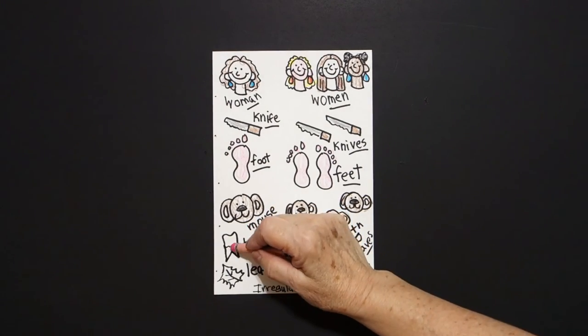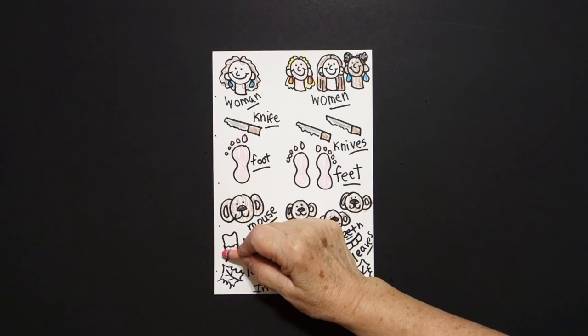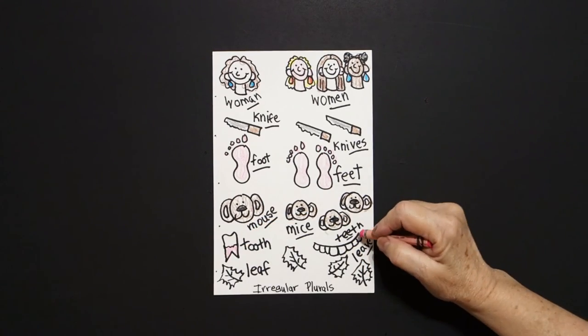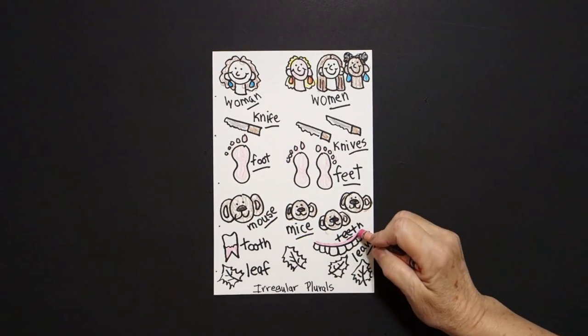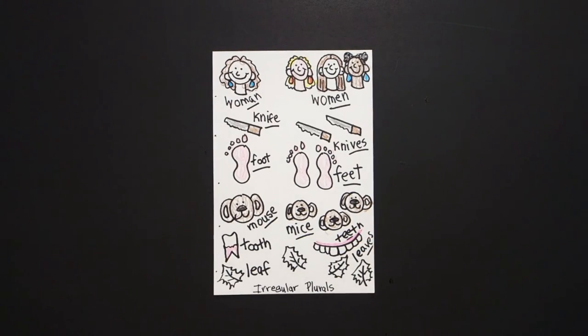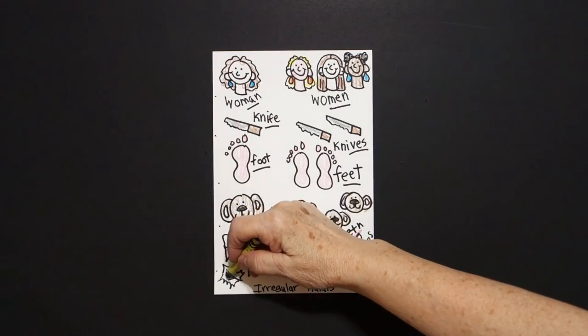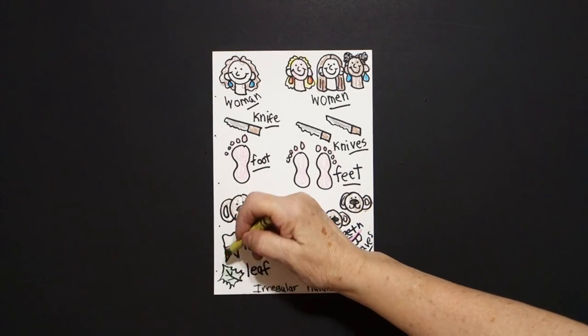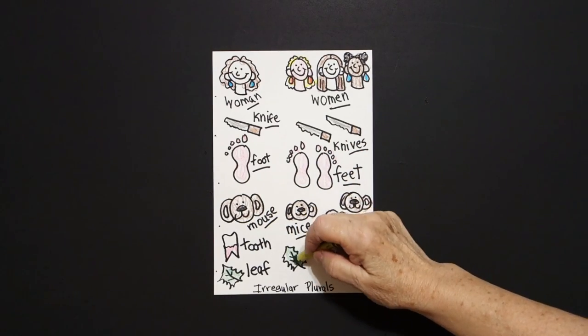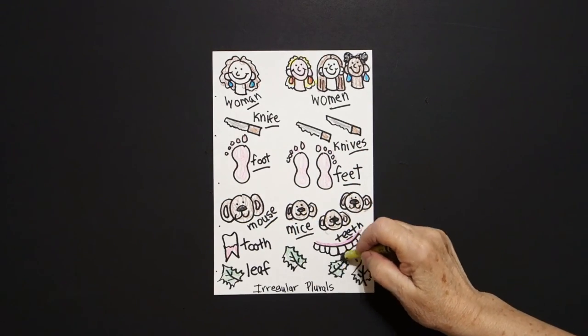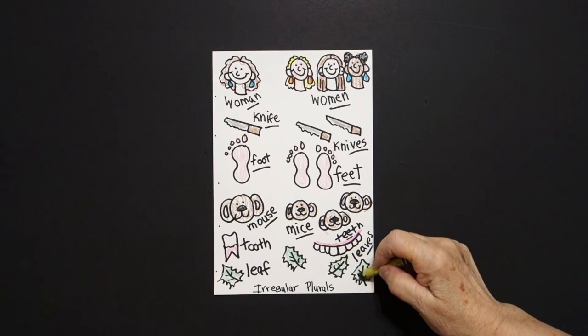Here's my tooth. That's my gum line. Here they are over here. Here's my teeth. There we go. And finally, this leaf, I'm just going to do green, but if you wanted to, you can make your leaves different colors if you wanted to. It's all up to you.